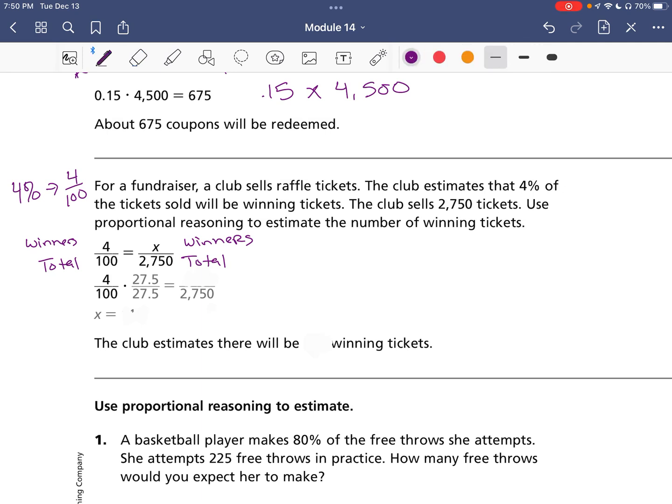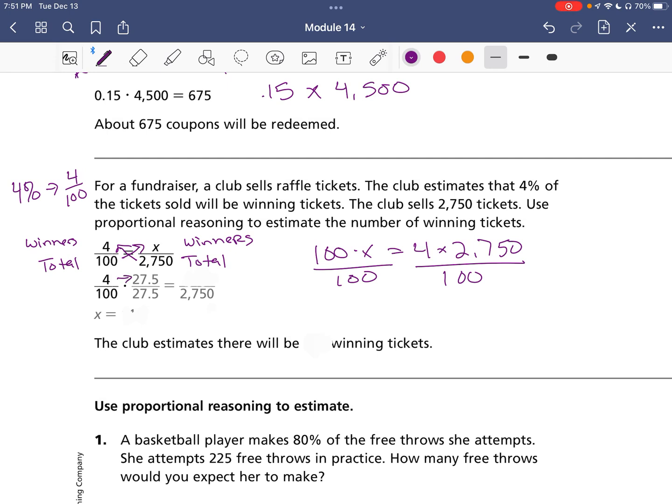So you could also do a cross product: 100 times x equals your 4 times 2,750. Multiply that out and then divide both sides by 100. You could also do that as well if you weren't able to connect those dots.